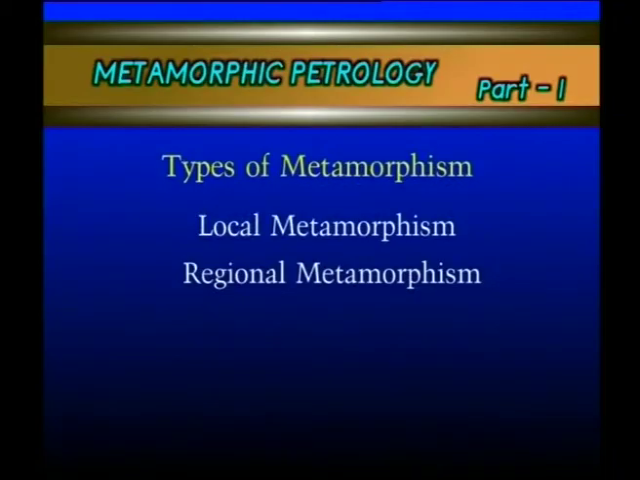Let us see the types of metamorphism. If we divide on the basis of local and regional scales, then on that basis we can divide metamorphism into two types. One is local metamorphism and the other is regional metamorphism. Local metamorphism must be on a local scale, and regional metamorphism occupies thousands of square kilometers.